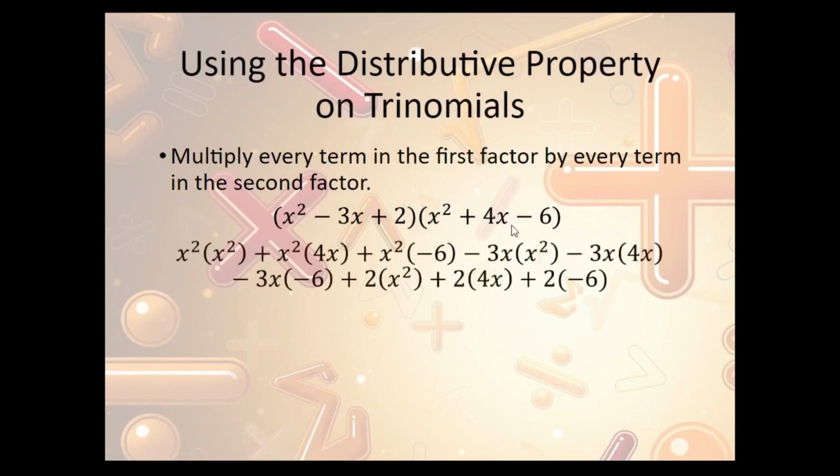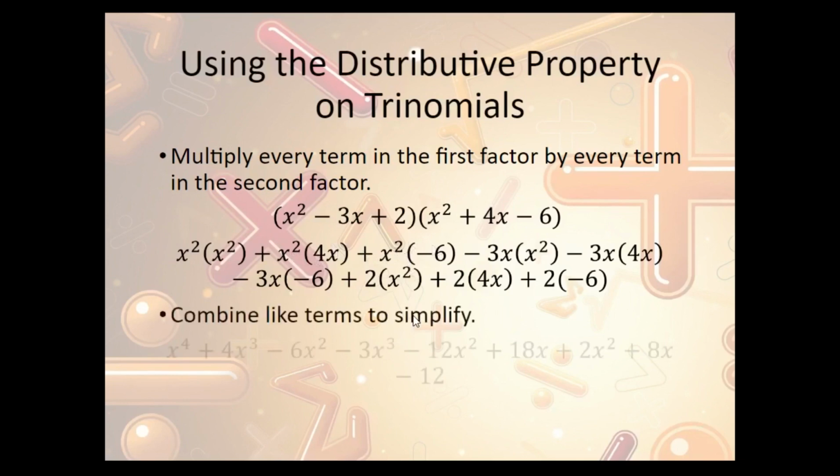And this looks like a lot of stuff, but once we combine like terms, it shouldn't be so bad. So we get x squared times x squared is x to the 4th. We get x squared times 4x is 4x cubed. X squared times negative 6 is negative 6x squared, and so on. And we end up with this. Now we just combine like terms.